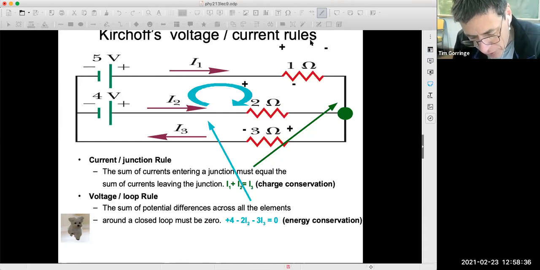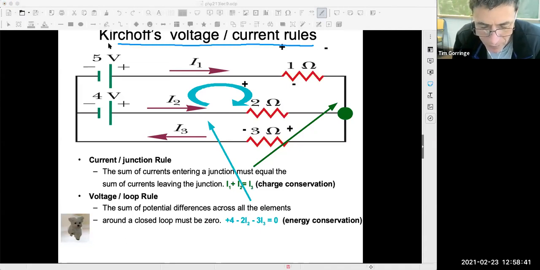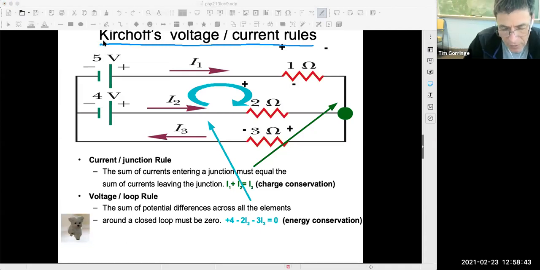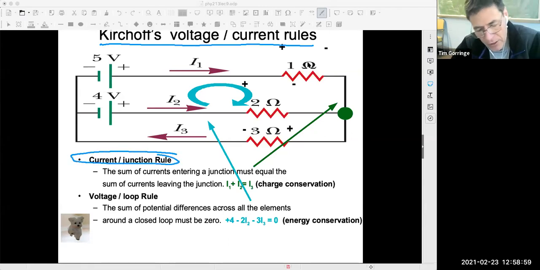Okay, so first of all, there are two rules. There's what we often call the voltage rule and what we often call the current rule. Sometimes they're called the loop rule and the junction rule. So let's look at the current or junction rule first. So this guy here. And to help us, I've drawn this circuit here, which has these 3 resistors and these 2 batteries.